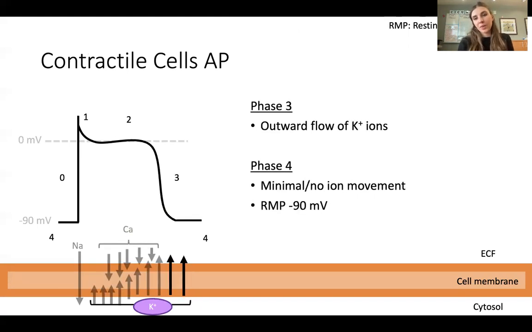And then phase 3 is basically referring to the efflux of potassium still occurring. Those calcium channels have now closed, and we're trying to get back to that resting membrane potential. There's obviously other channels involved in this process, sodium potassium ATPase, sodium calcium exchangers. But for the simplistic basics of understanding action potentials, these are the main ion channels that you should have familiarity with.